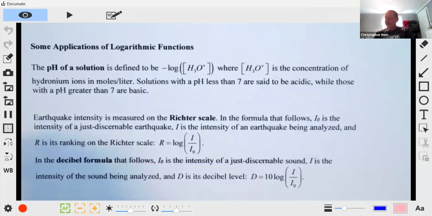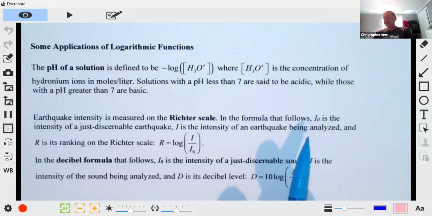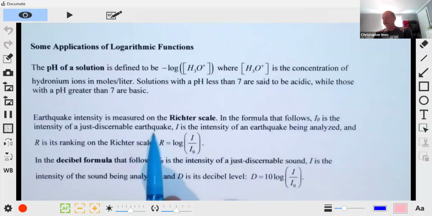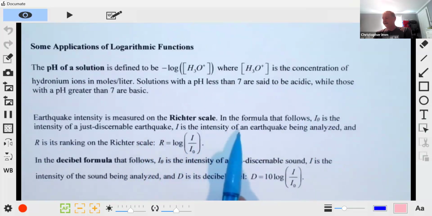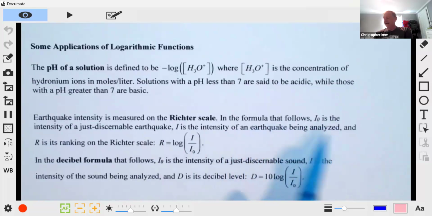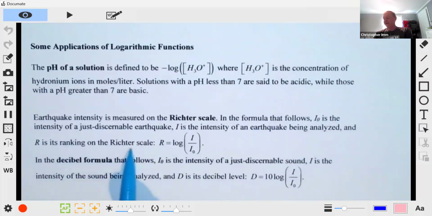So when you're looking at the intensity, we're using this log. So the intensity is going to be in powers of 10 greater than the number on the Richter scale. So I sub 0, I naught, is the intensity of a just discernible earthquake. I is the intensity of an earthquake being analyzed, and R is its marking on the Richter scale. So R is equal to the log of that earthquake intensity over the intensity of a just discernible earthquake.